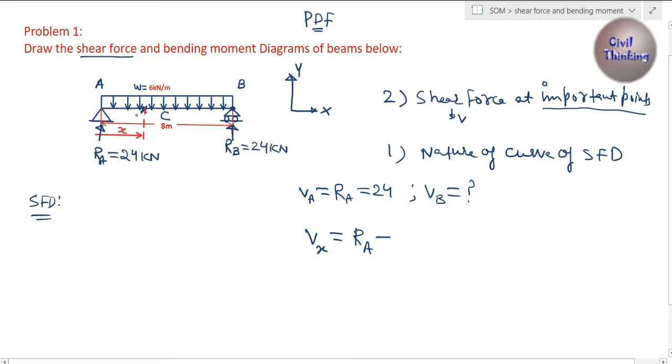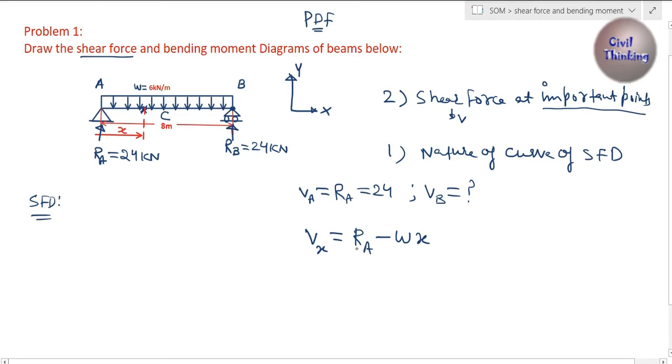Can you say? See, W is per unit, meaning this is per unit length. Here is 6, here is 6, here is 6, everywhere it is 6. Now from A to x, how much is the load? By the way, I have also denoted 6 kilonewton as W. It is W multiplied by x. This is a linear equation, because the power of x is 1, so it is a linear equation.